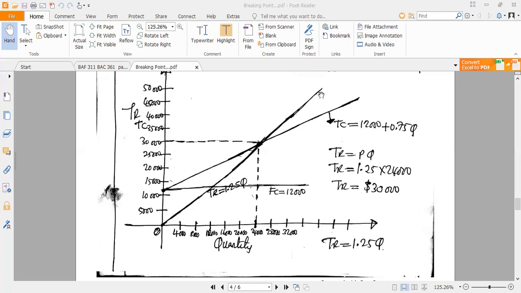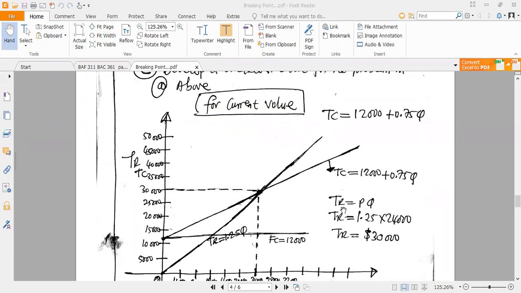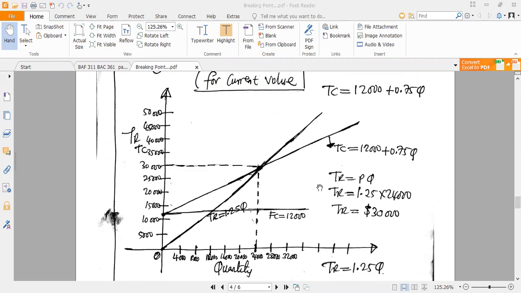For plotting the graph in this case, you only have to use the total revenue at quantity 0. What will be your total revenue? And if you have a quantity of 24,000 units, what will be the total revenue? So they are intersecting at this point. This is for the current volume. Your task now is to do the one for the new equipment. You're supposed to graph it like this, using the information from the new equipment.